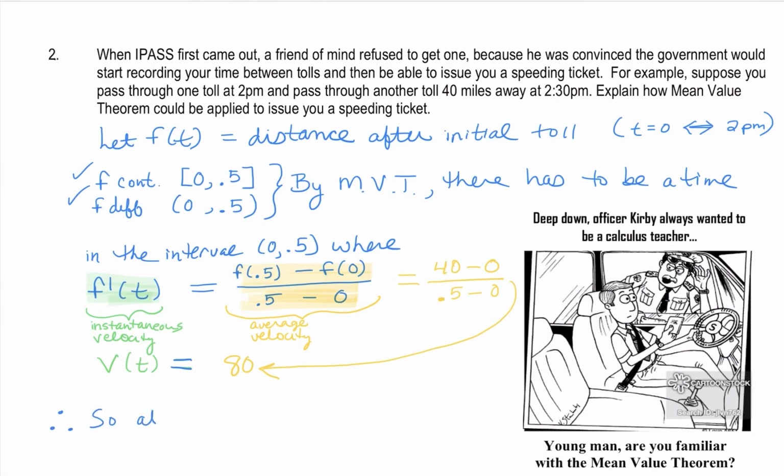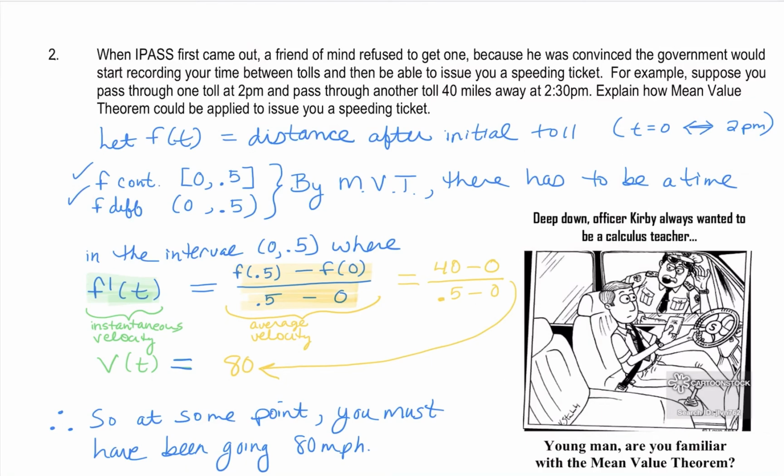So at some point, you must have been going 80 miles per hour. Okay, thus you were speeding and you get the ticket.